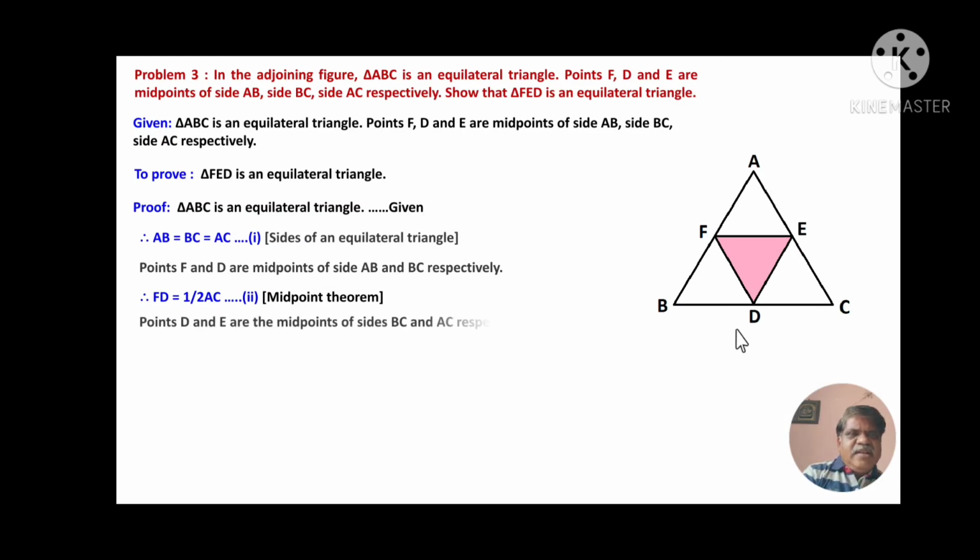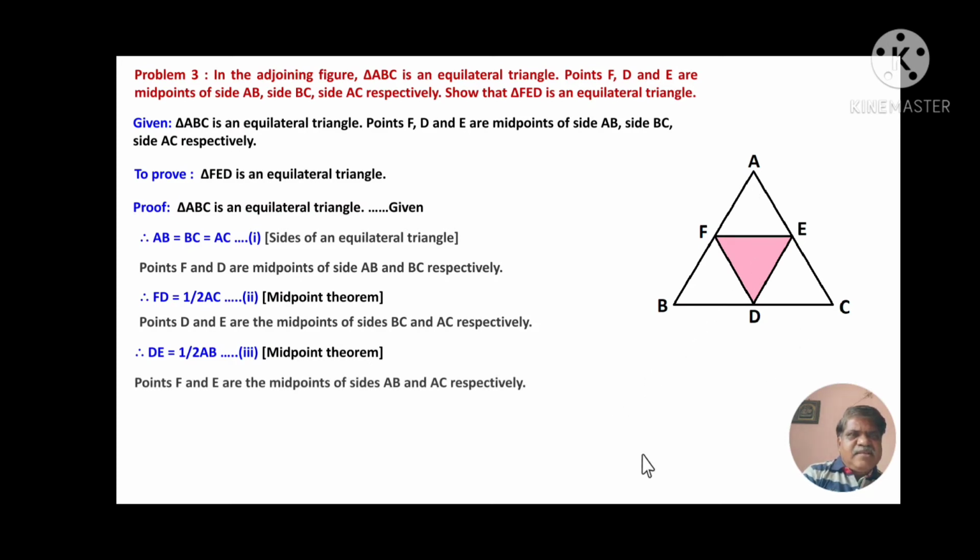Also, point D and point E are the midpoints of BC and AC respectively. Therefore, by using the midpoint theorem, we can write that DE is equal to half of AB. Now, points F and E are the midpoints of AB and AC respectively. Therefore, by using the midpoint theorem, we can write that FE is equal to half of BC. Statement 4.